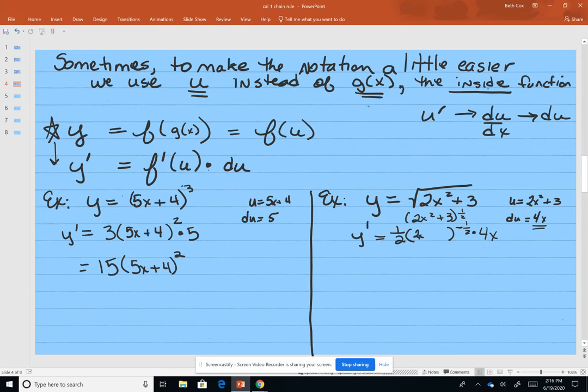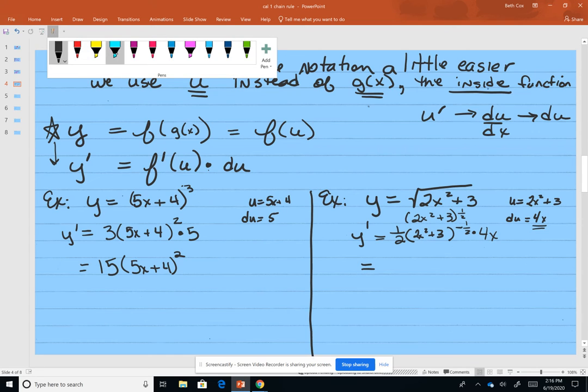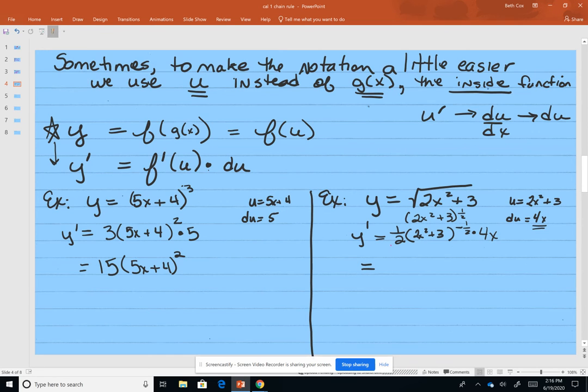So again, what's inside is this 2x squared plus 3. Now I've got to simplify this. This one's a little tricky on the simplifying. So let's just think this through for a minute. Multiplying the 1/2 and the 4x is going to give me a 2x. And then this has a negative exponent, which means that's a denominator. The 1/2 indicates that's a radical, and so that's my answer for y prime.